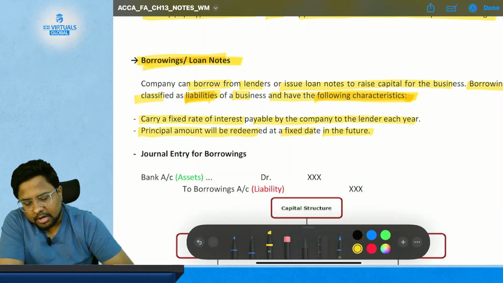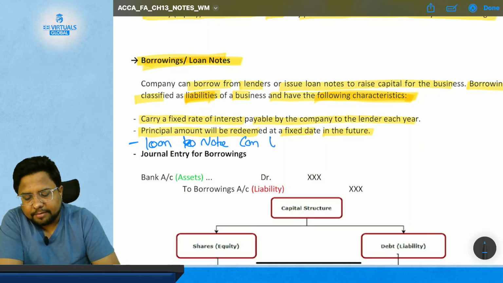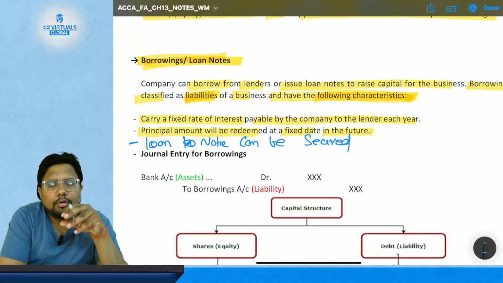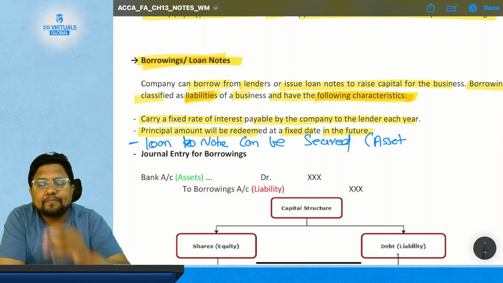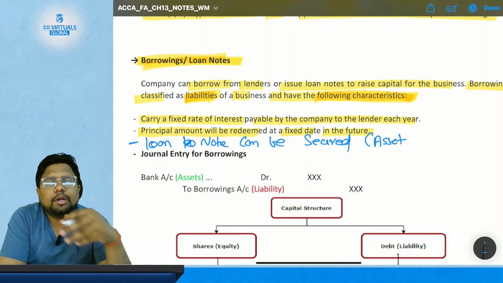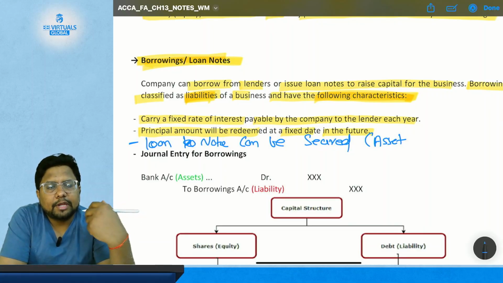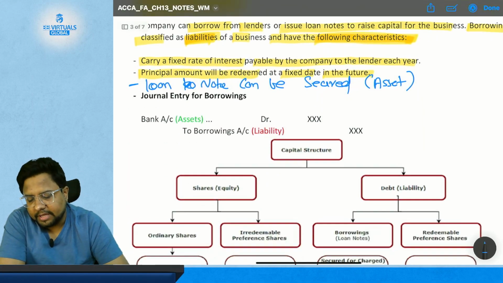Apart from this, one more feature is that a loan note can be secured. That is, an asset can be used to secure the loan. An asset can be mortgaged against the loan, so that in case of failure to pay the loan, the asset can be sold and the amount recovered. So a loan note can be secured by an asset.